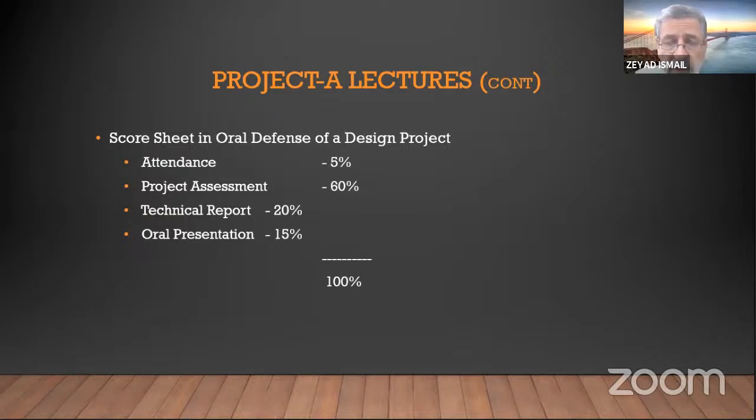The score sheet, we have a score sheet for Project A and a score sheet for Project B. So the committee will put marks for the students, or for the proponent, while there is a meeting, I mean a defense, for Project A. So these will relate to an assessment of the attendance, which is 5%, and project assessment will be 60%, and technical report will be 20%, and oral presentation will be 15%. So total will be 100.